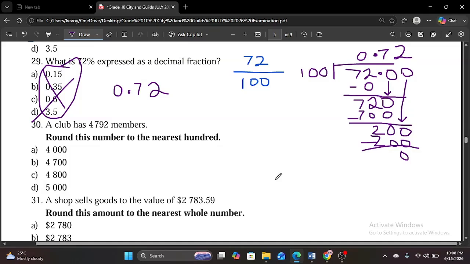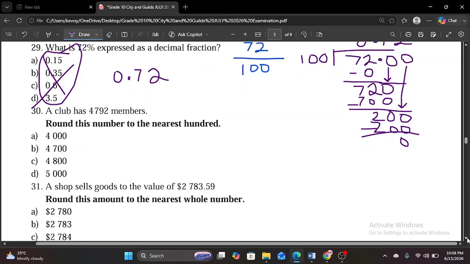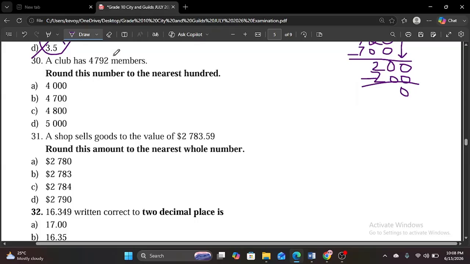All right. So looking at question 30. A club has 4,792 members. Round this number to the nearest hundred. So the digit that is in the hundreds place right there.